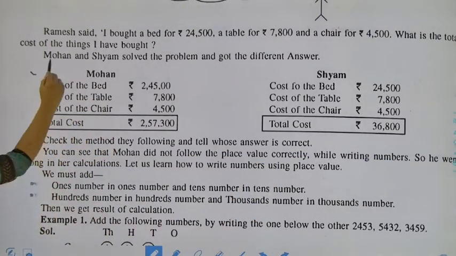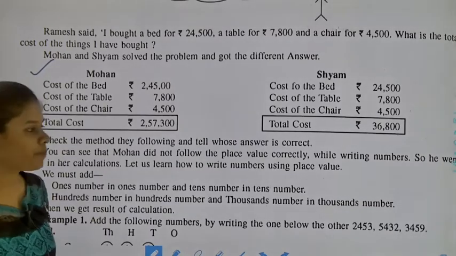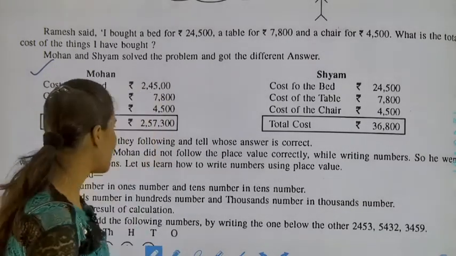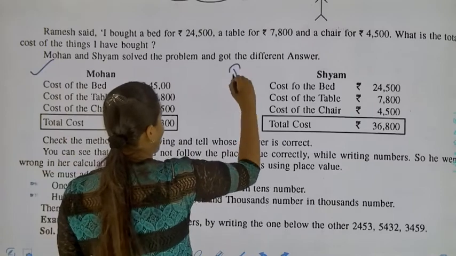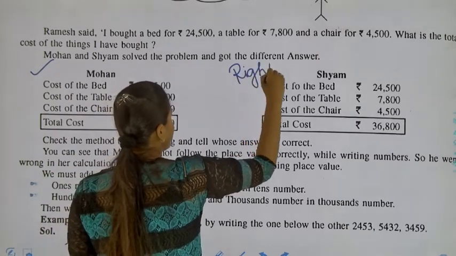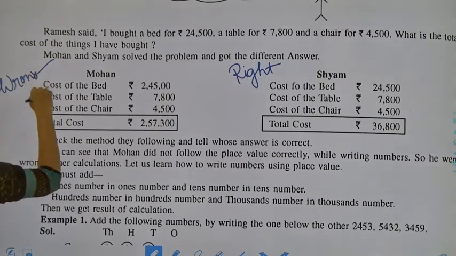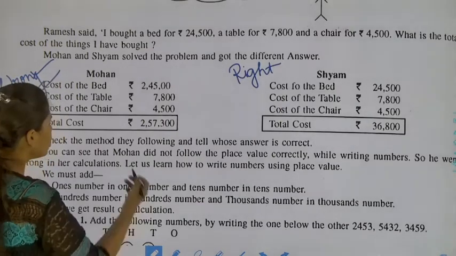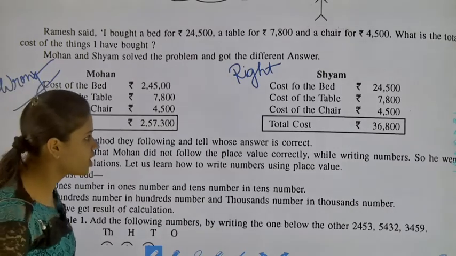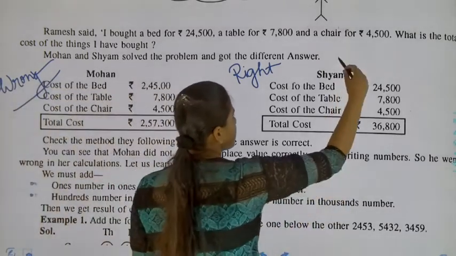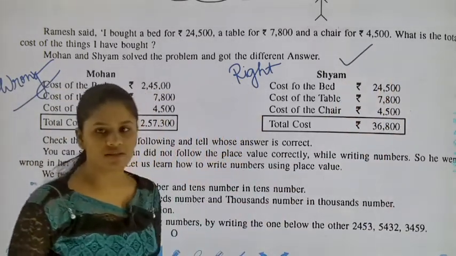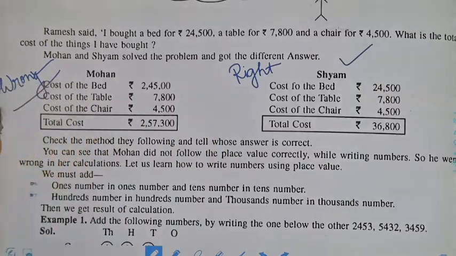तो जो मोहन की कैलकुलेशन थी वो एज कंपेयर टू श्याम वो रॉन्ग कैलकुलेशन थी. ये एकदम परफेक्ट राइट कैलकुलेशन है एंड दिस इज दी रॉन्ग कैलकुलेशन. यहां पे क्या बोल रहा है, 2,57,300, बट जो टोटल करेक्ट सोल्यूशन था दैट इज 36,800. Check the method they are following and tell whose answer is correct.